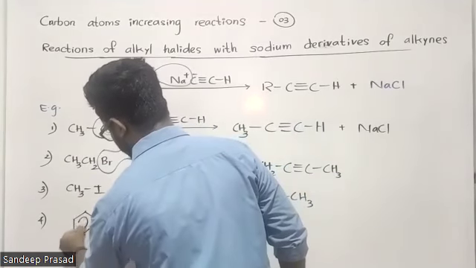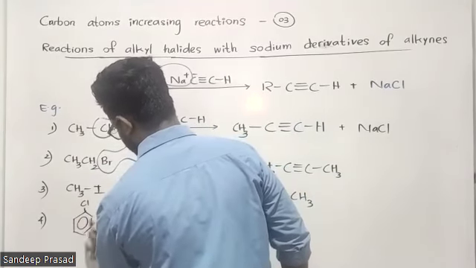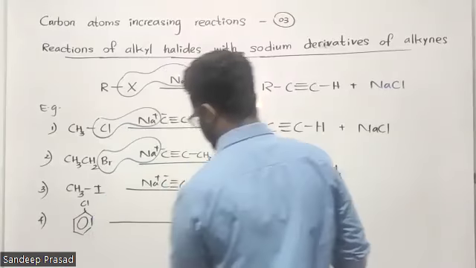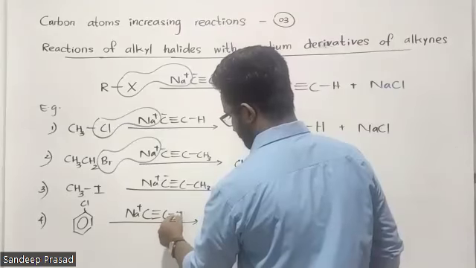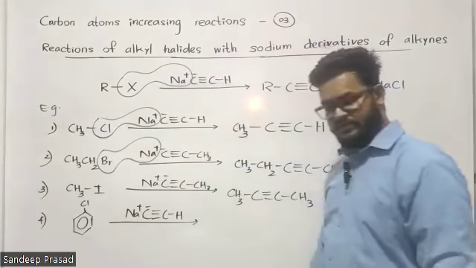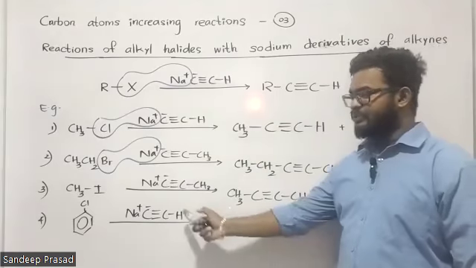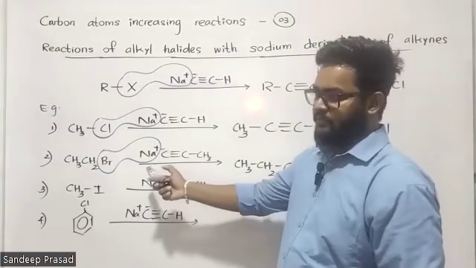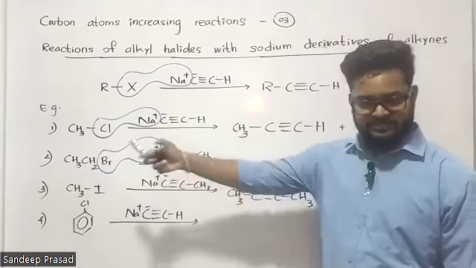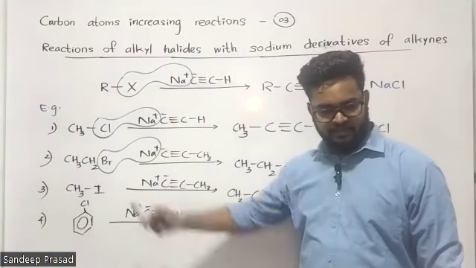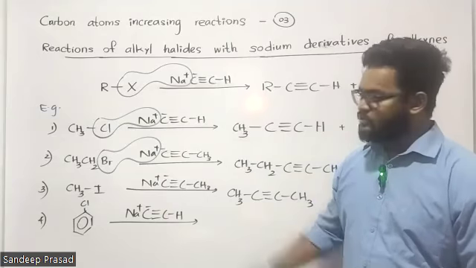chlorobenzene. Chlorobenzene is reacting with sodium acetylide. Will there be any reaction? What do you think? Actually, I taught you this one under alcohol converting into alkyl halide, and carboxylic acids converting into acid halide. And there also I told you that it's not possible, students.